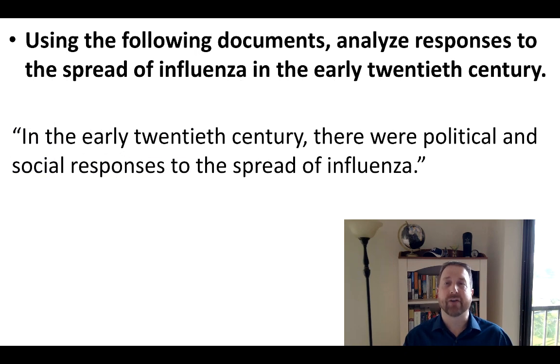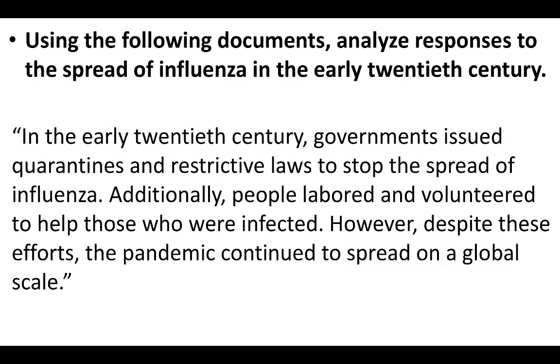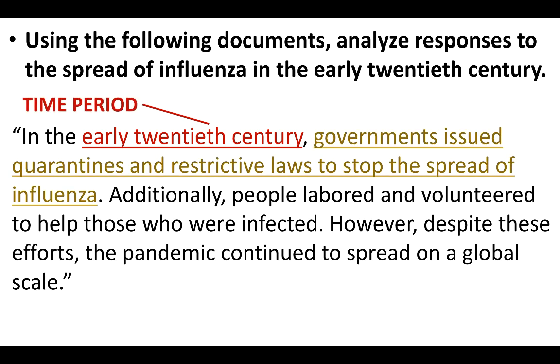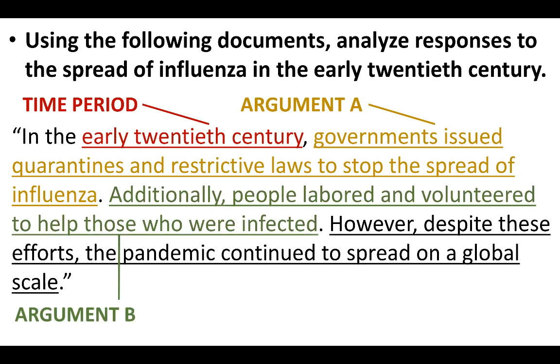So how can we improve on this lame thesis? How about this? In the early 20th century, governments issued quarantines and restrictive laws to stop the spread of influenza. Additionally, people labored and volunteered to help those who were infected. However, despite these efforts, the pandemic continued to spread on a global scale. As a self-contained thesis, it starts with the time period, followed by the first argument with specifics, then the second argument also with specifics, and ending with the result. This would earn the point for the thesis.